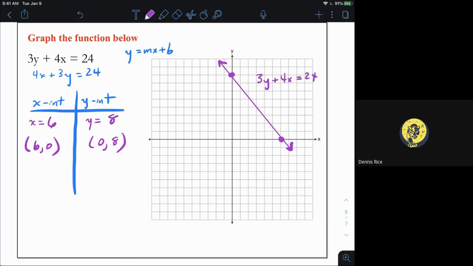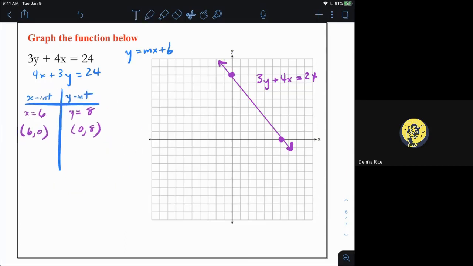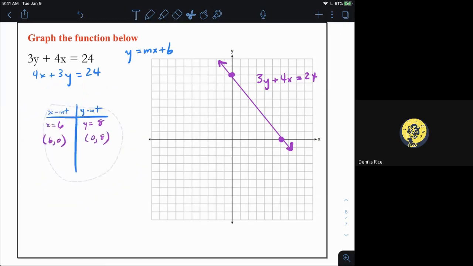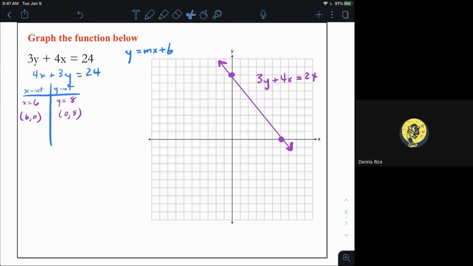And that's it. Now let's compare how this would be if we did slope-intercept form. Once you get the hang of this, I know it still seems kind of annoying, but this actually gets pretty quick when you get more comfortable with it. Let's see how it would work if you were doing mx plus b.